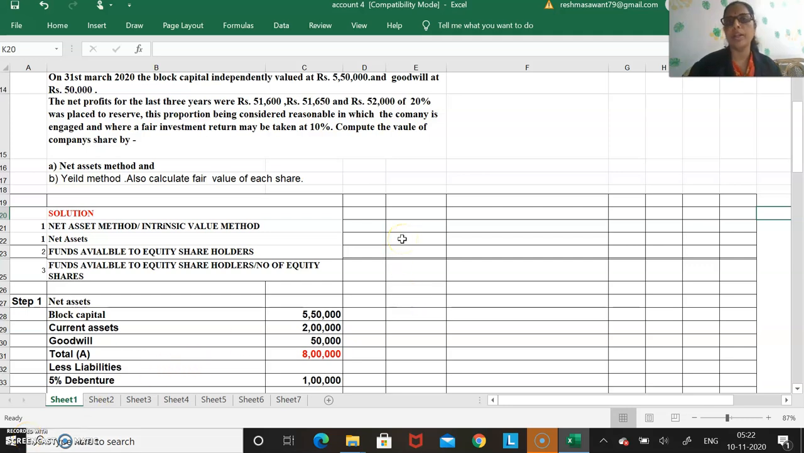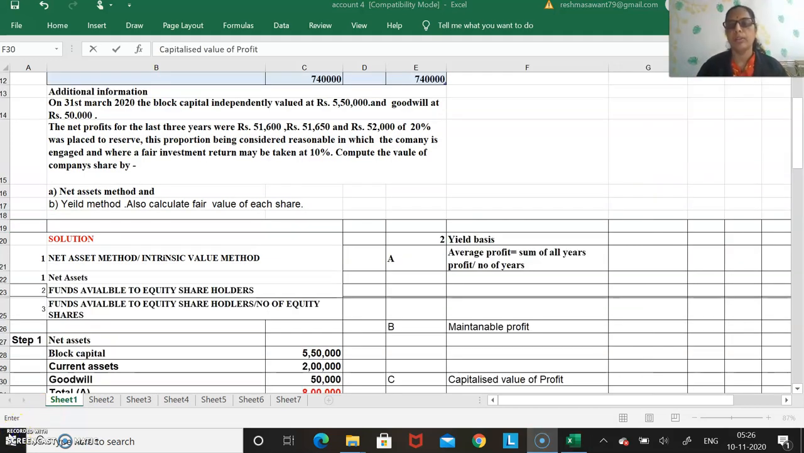Now we calculate the second method, that is the yield basis method. For yield basis method, we have to calculate three steps. First, calculate average profit, that is the sum of all years' profit divided by number of years. In our question, 51,600, 51,650 and 52,000 profit is given. So calculate it.